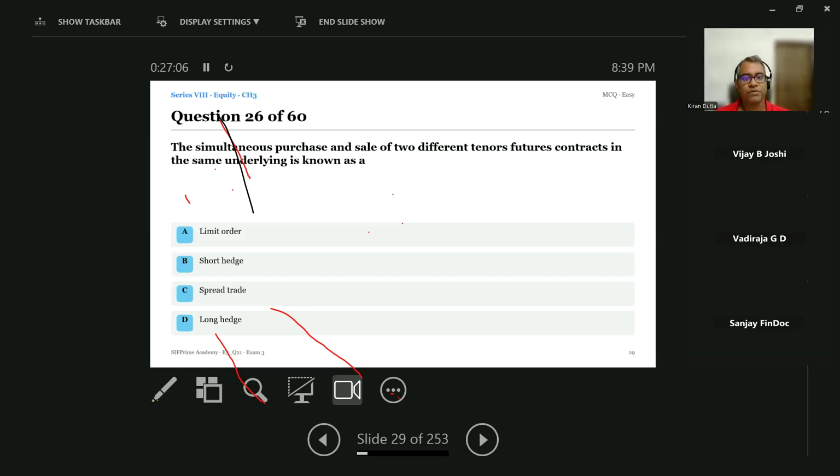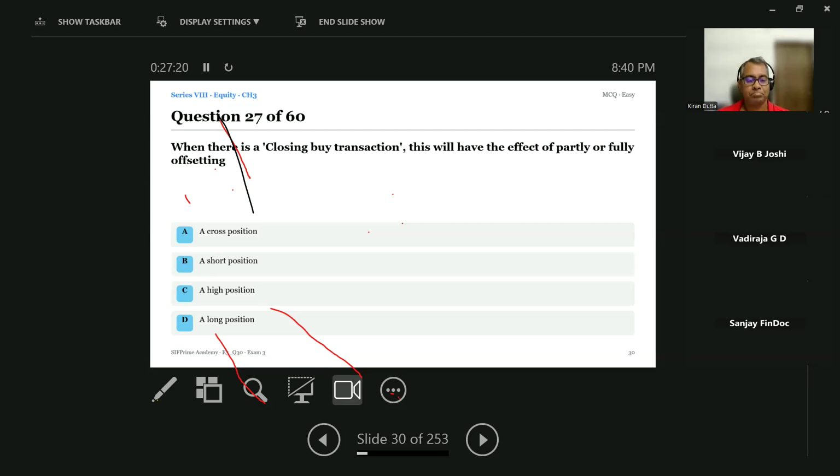Whenever there is a closing out transaction, it will have the effect, partly or fully, of offsetting. Simple thing. What are they trying to do? They're closing a buy transaction, which means the opposite transaction should happen. Which means what? You need to sell that as well. That means B. Yes, I have to take a short position. Nice, perfect. Most of you are getting it.